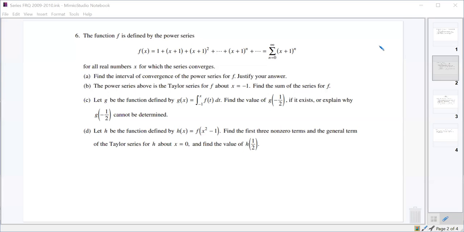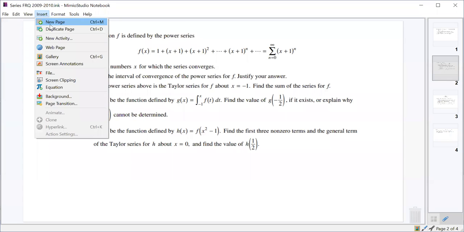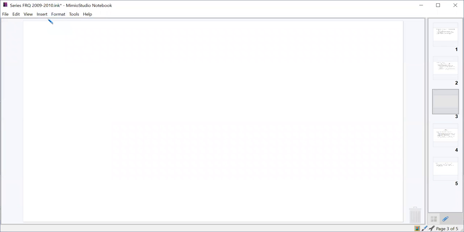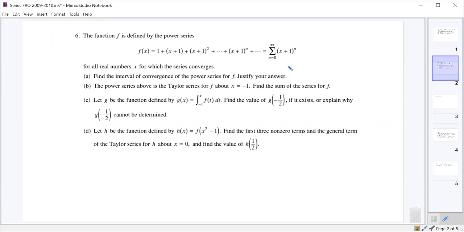So I would say that the easiest way for us to go about this is to recognize what type of series this is. Yeah, it's geometric. It's a geometric series. And so we know that in a geometric series, if our common ratio, that R value, is less than 1 in absolute value, then it converges.